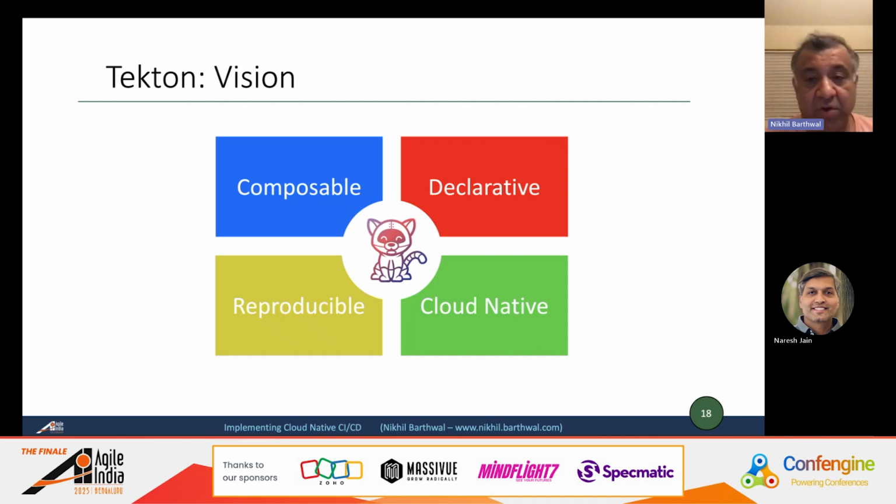Declarative is important because when you're dealing with things at scale, you don't want to have a prescriptive approach. I want to say this is my project, and Tecton finds out what I want to do with it, and it knows how to deal with it. Reproducibility, you're talking about a lot of different environments, including ephemeral environments. So you want reproducibility, and of course, we're talking about cloud native because this whole talk is about cloud native. I'll talk a little bit about the history of Tecton, but Tecton essentially was one of the first cloud native CI/CD projects to support all the cloud native technologies as first class citizens.